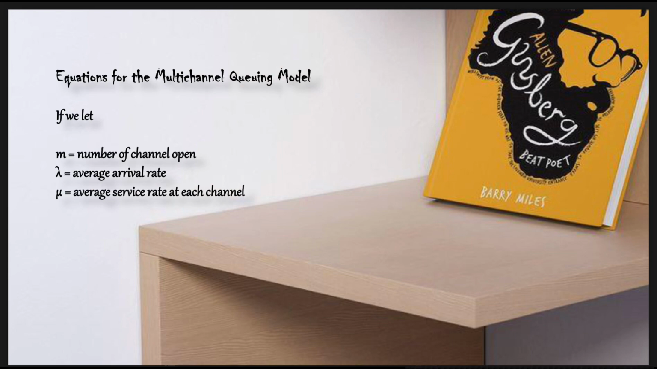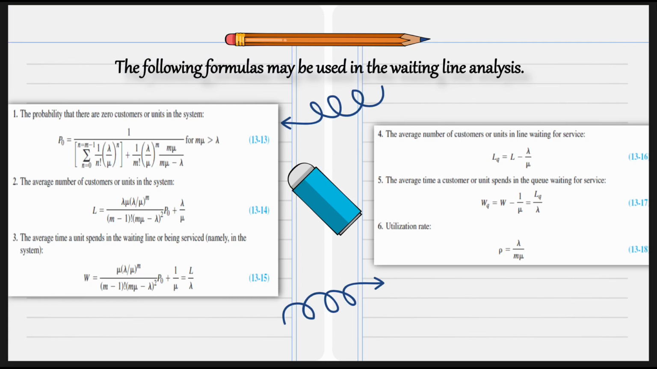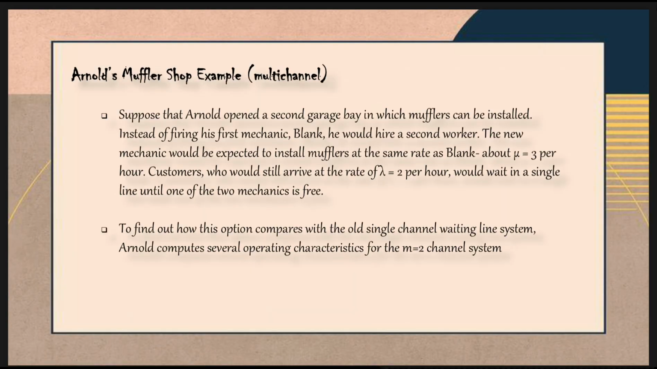In the next slide is the equation for the multi-channel queuing model. So the equation for the number of channels open, the equation of the average arrival rate, and the equation for the average service rate at each channel. The next slide is the formula that may be used in waiting line analysis number 3, the average time a unit spends in the waiting line or being serviced. The next slide is Arnold's muffler shop example.